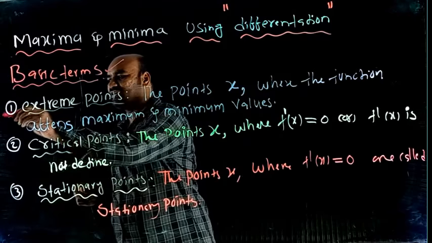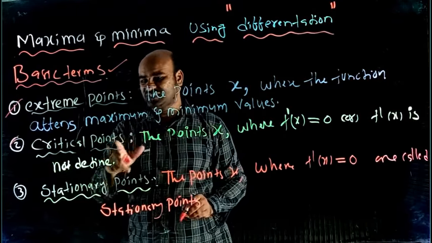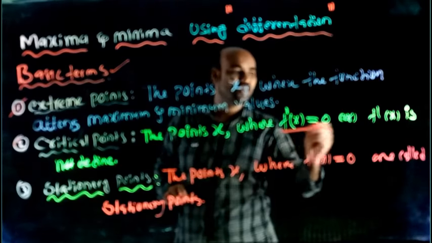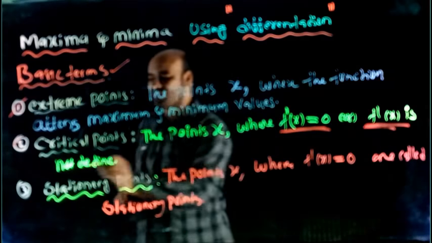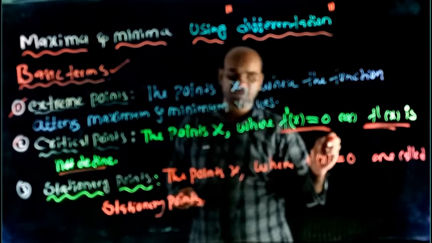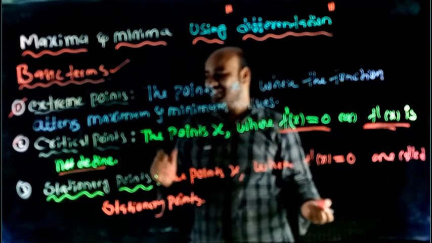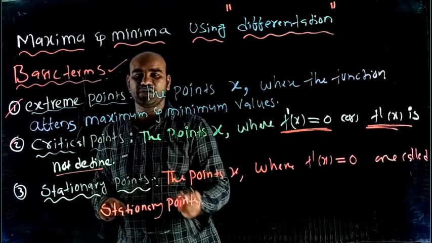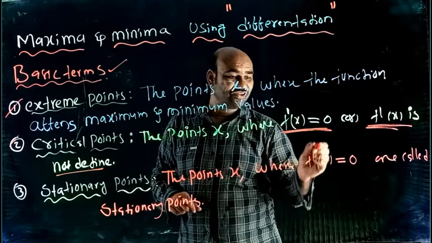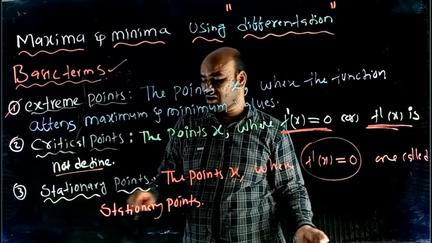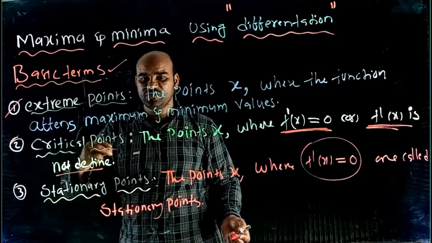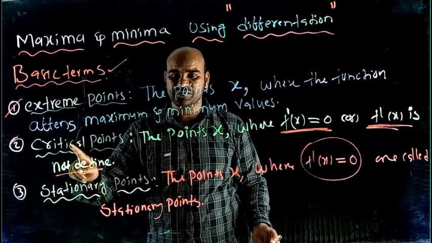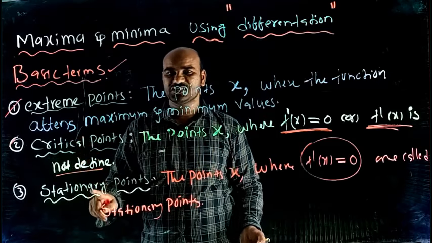Okay. Second one, critical points. Already discussed. The points x where f dash of x equal to 0 or f dash of x is not defined. Such x values are called critical points for the given function. Stationary points. The points x where f dash of x equal to 0 are called stationary points. Observe the difference between critical points and stationary points. Every stationary point is a critical point, but every critical point need not become a stationary point.